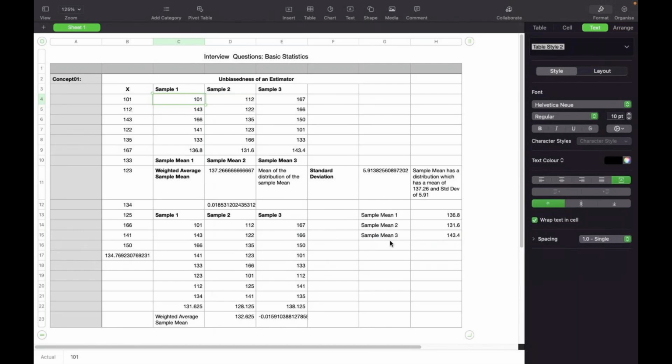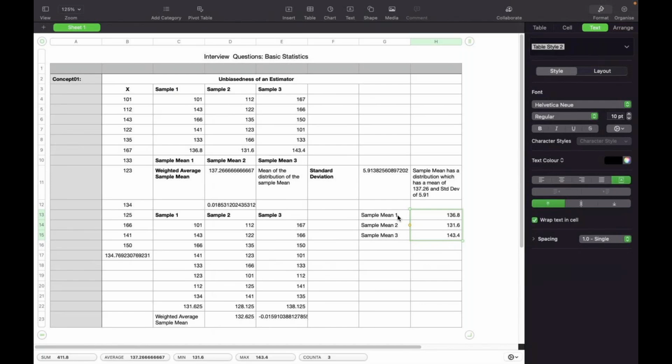Now, why is there a distribution? Because I'm creating multiple random samples and computing the sample mean for each of them. If I'm computing the sample mean for each of them, then I'm getting a value. So basically, I have a frequency distribution associated with it. 136.8 has occurred one time, 131 has occurred once, 143 has occurred once. So I have a sampling distribution associated with them, a frequency distribution. Therefore, now I have a distribution of the sample means.